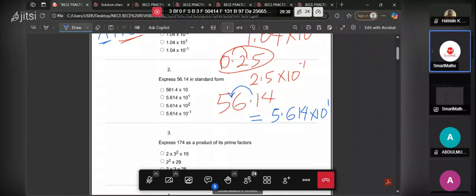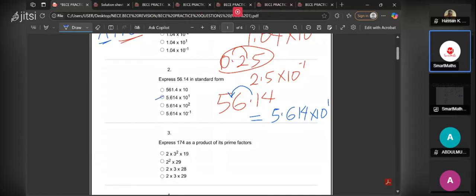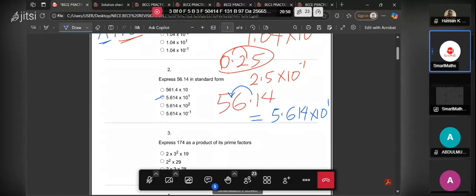Because we moved it once, it's going to be raised to power 1. And 56 is more than 1, so it will not carry negative. I hope I'm making sense. So the answer is B, 5.614 times 10 raised to power 1. I hope I'm making sense.